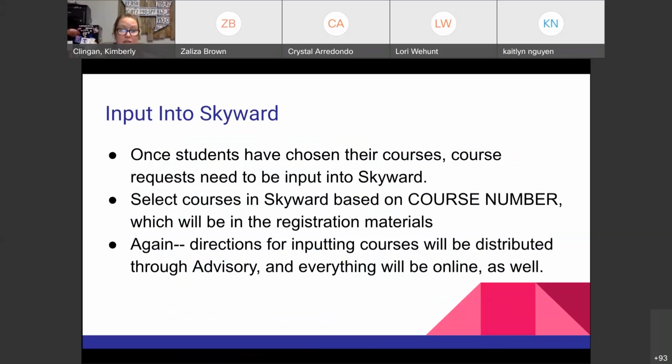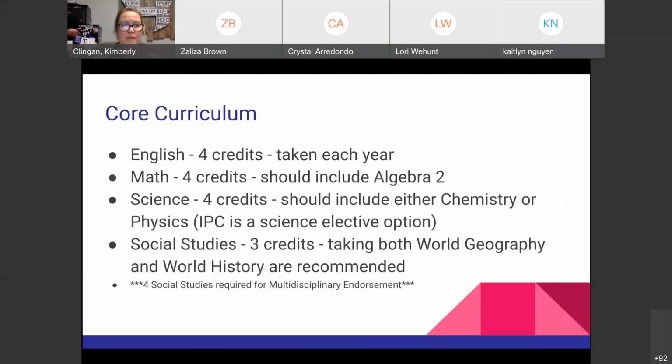Again, once the students have chosen their courses, they need to be input in Skyward. They'll select courses in Skyward based on the course number, and all of those directions will be distributed through advisory, and it will be online. So if your student is out because they're ill or because of a soccer tournament or because of basketball or any other reason that they've missed school on the 24th or the 25th, everything is online and everything will be open.